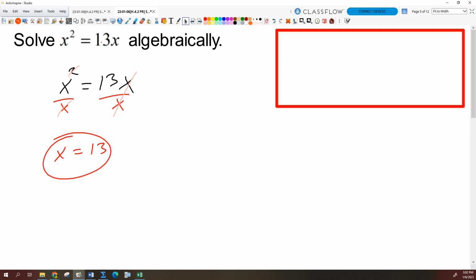We solved that, and it told us there's one solution. Does anybody see another solution? No, negative 13 is not a solution because I get negative 13 squared equals 13 times negative 13. That would give me positive 169 equals negative 169, which is not true. So that's not a solution, but there is one. Can anybody see what the other solution is? 0, right? Doesn't 0 work? Isn't 0 squared equal to 13 times 0? Right? Everybody good? Right?